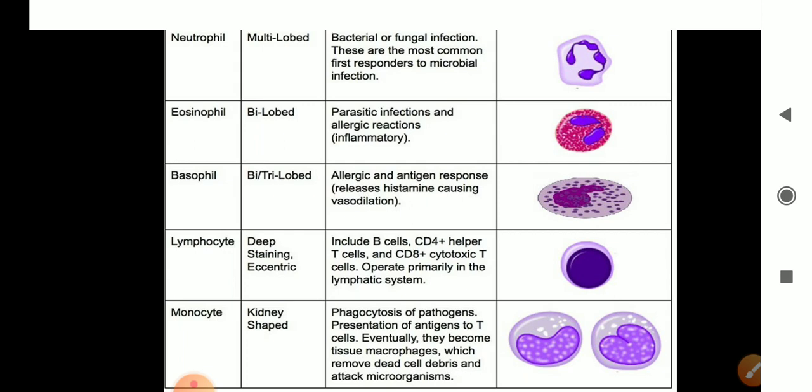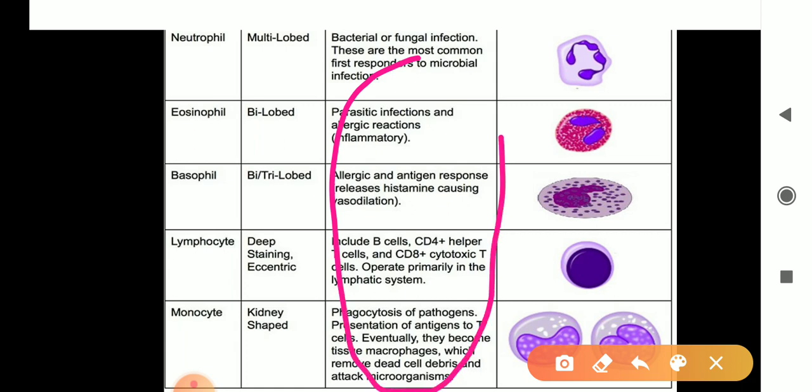It shows that all the types of WBC form the defense mechanism. They form the defense mechanism.